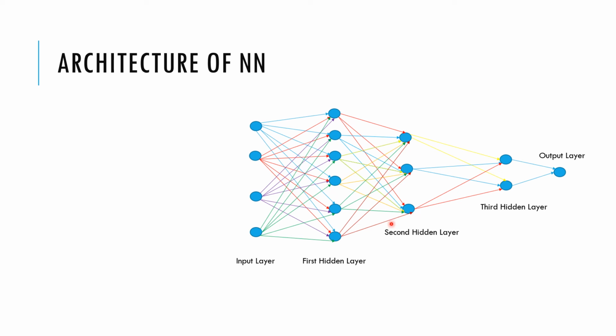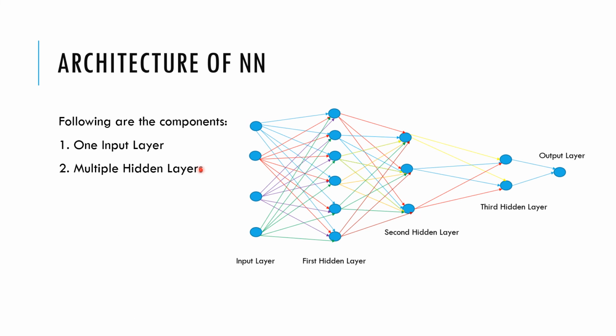Now, architecture of NN. We saw this example in the previous slide. You have an input layer, first, second, third hidden layers, and then an output layer. So following are the components. One input layer, of course, a neural network will have one input layer. Then it will have multiple hidden layers, at least one hidden layer for a classic neural network. Then one output layer. You use this output layer to predict what you're trying to predict.